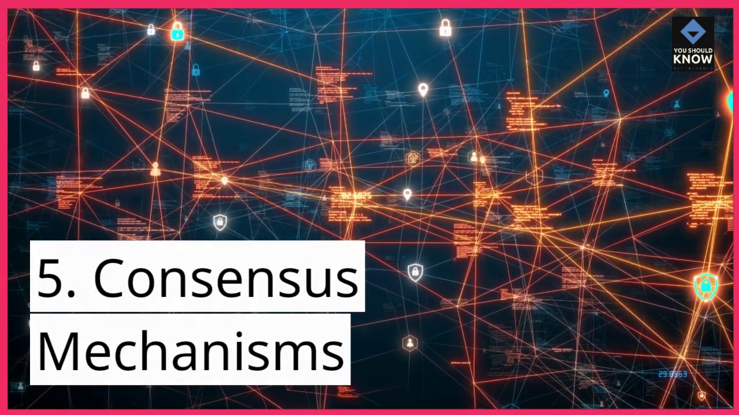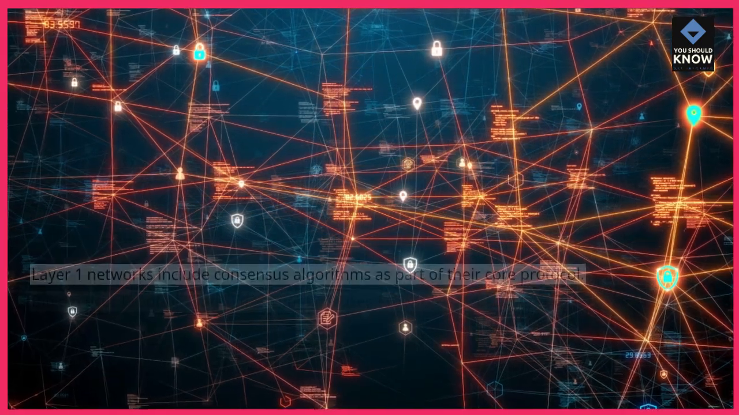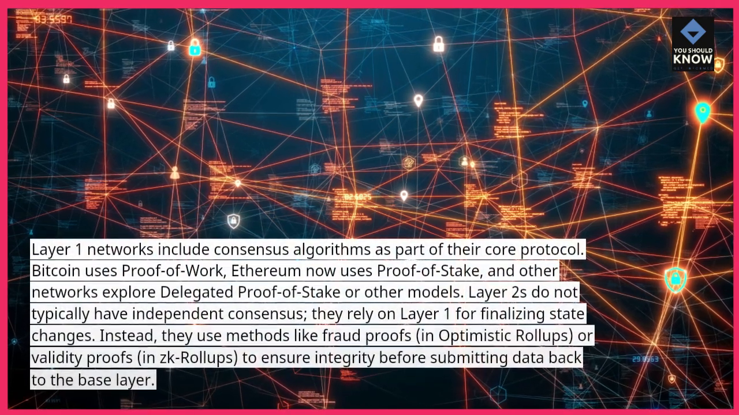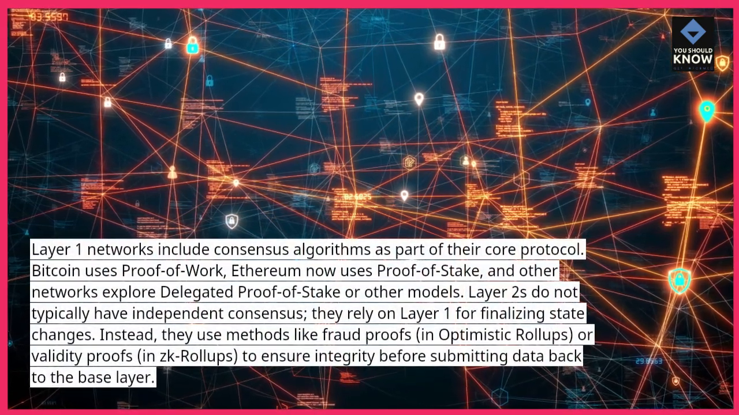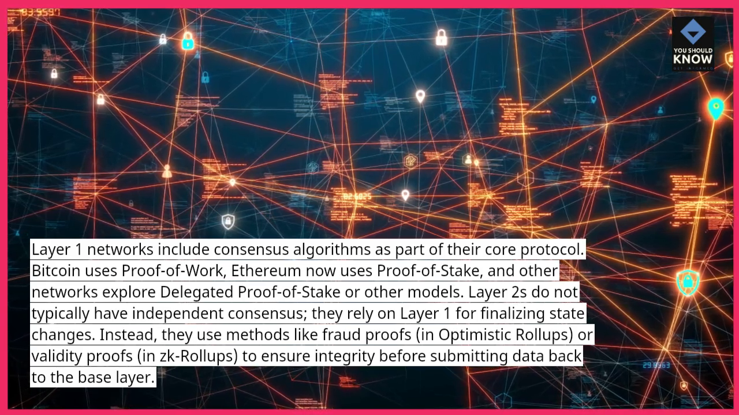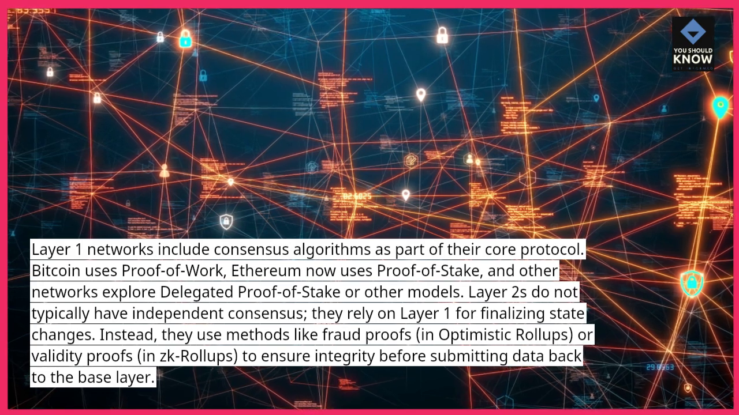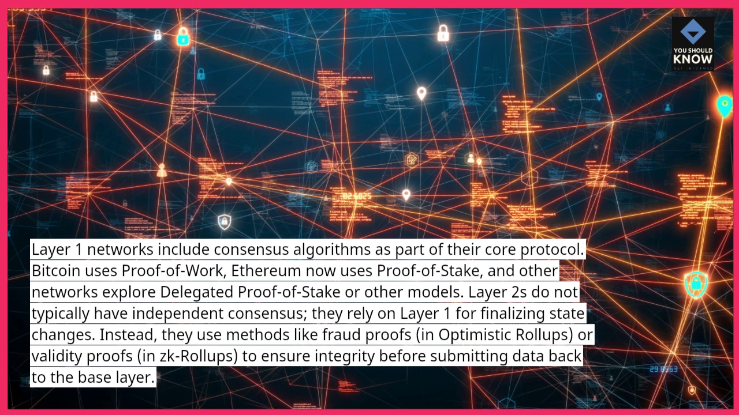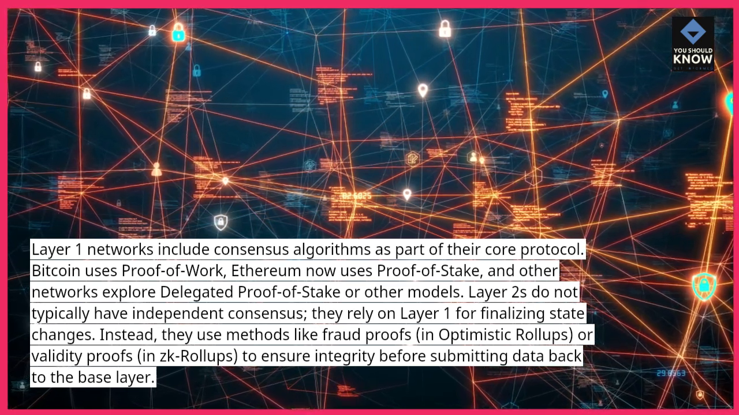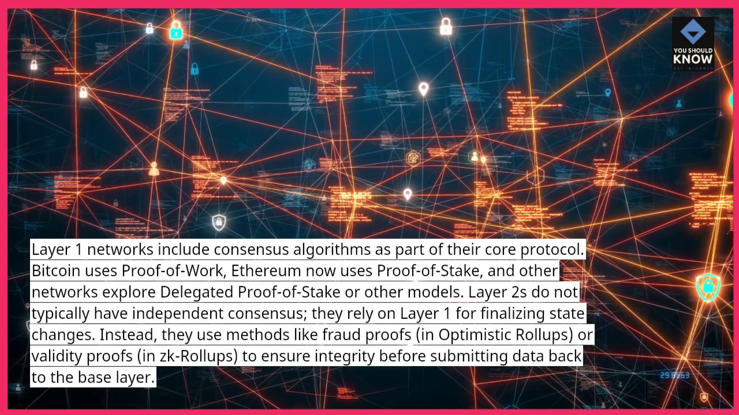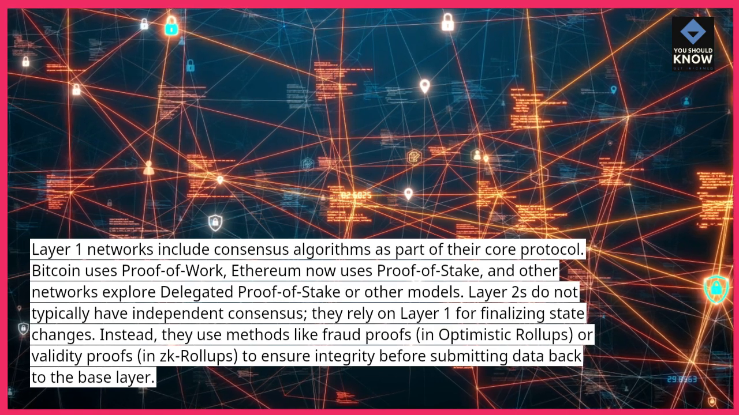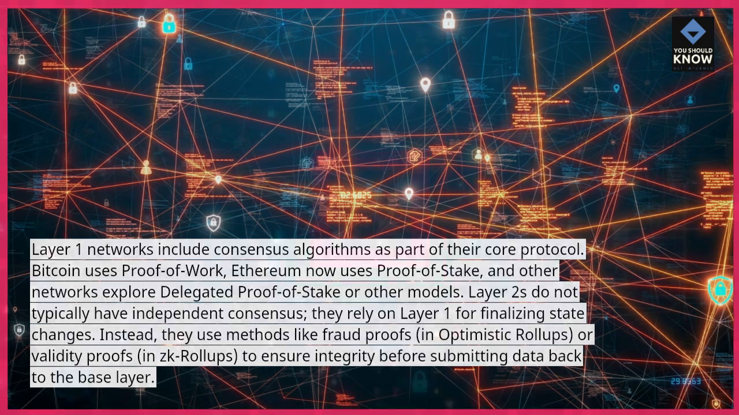5. Consensus mechanisms. Layer 1 networks include consensus algorithms as part of their core protocol. Bitcoin uses proof-of-work, Ethereum now uses proof-of-stake, and other networks explore delegated proof-of-stake or other models. Layer 2s do not typically have independent consensus. They rely on Layer 1 for finalizing state changes. Instead, they use methods like fraud proofs, in optimistic rollups, or validity proofs, in ZK rollups, to ensure integrity before submitting data back to the base layer.